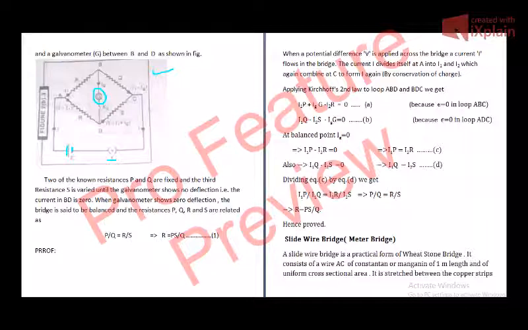Now two of the resistances, P and Q, are fixed. For example, P is 10 ohm, Q is 12 ohm. These two are fixed. Resistance S is varied until the galvanometer shows no deflection. That is, the current in BD is zero. The current through the galvanometer is zero. Till then, we have to vary the resistance. For example, we will introduce a resistance of 5 ohm, then 10 ohm, then 15 ohm, then 20 ohm, until this galvanometer shows zero deflection.